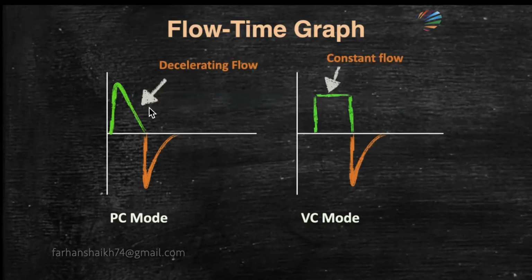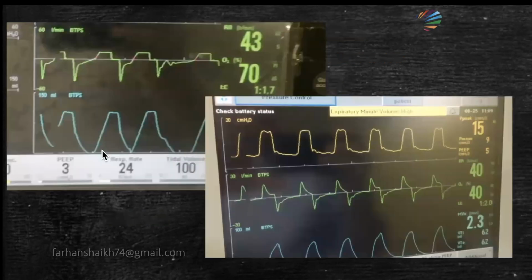Pressure control mode has a decelerating flow. Volume control mode has this kind of constant flow. So we can see in these two modes, this is the volume control mode, you have a flat top, and this is a pressure control mode. We can see decelerating flow in pressure control mode.